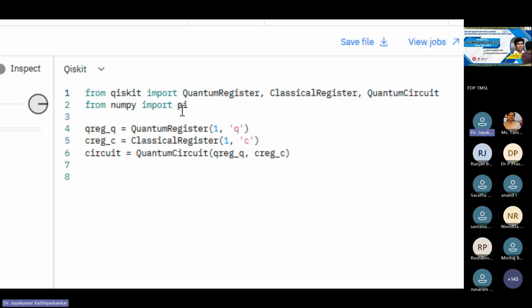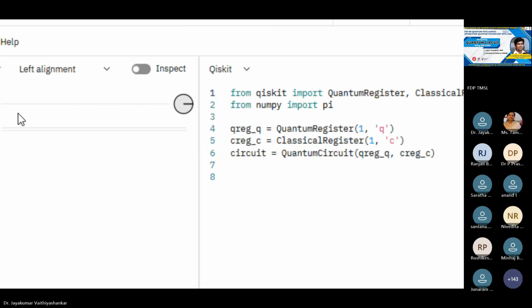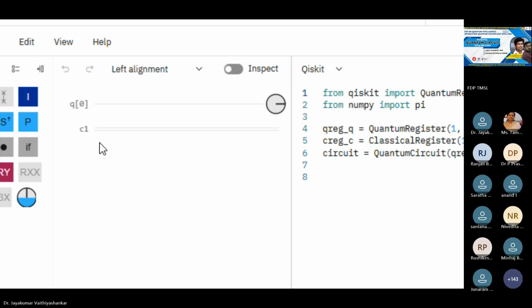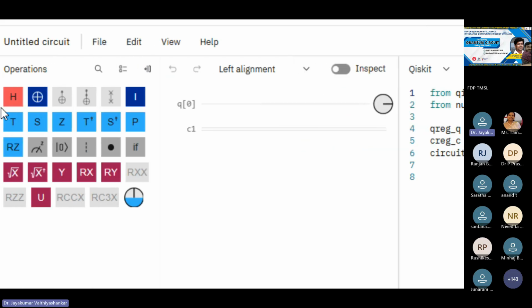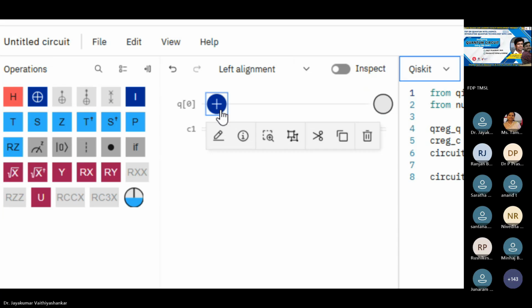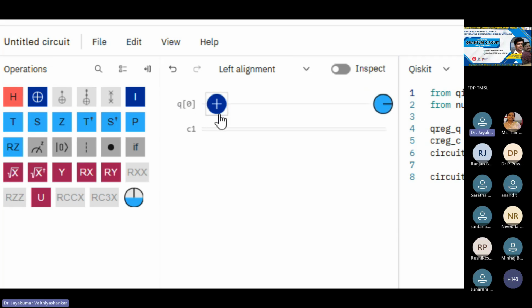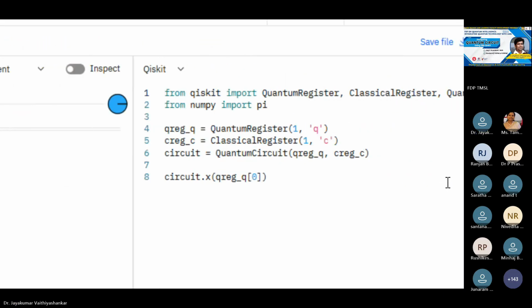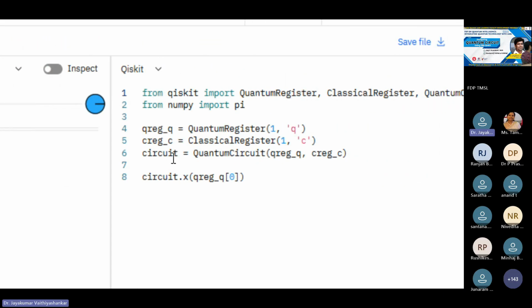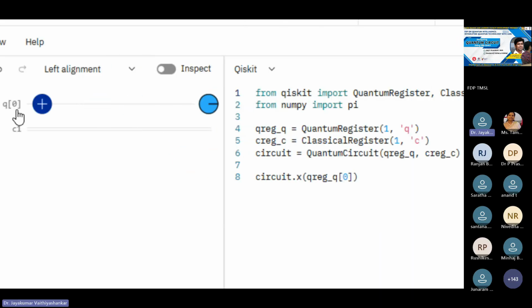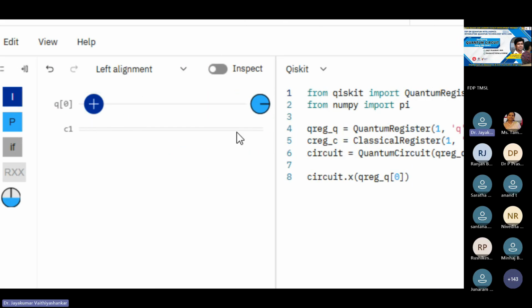So we created 2 registers, 1 quantum register and 1 classical register. We tried to create a quantum circuit. Our circuit is empty. So what we do, we try to implement one NOT gate over here. We implemented the NOT gate in Q0 and you can see changes over here. So this is our circuit. In the circuit, we are implementing the NOT gate with the help of X, on quantum register 0. So that is why we got the equivalent code for your circuit.